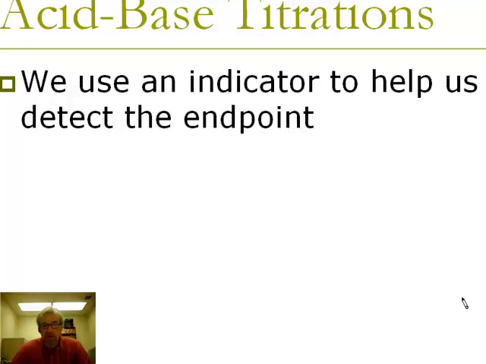Now, an indicator is a dye. It's actually an acid itself, a weak acid, and it changes color when the pH changes. So if we model this indicator, this dye, as HIN, because it is an acid, when you add a base to it and completely use it up, it shifts to IN minus. The HIN will be one color, and the IN minus will be a different color. So with enough base added, you'll shift from HIN to IN minus, and you'll actually see a color change.